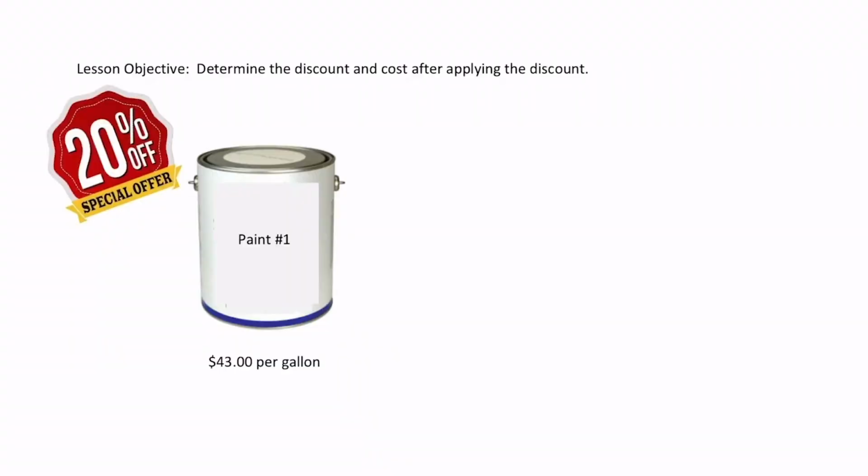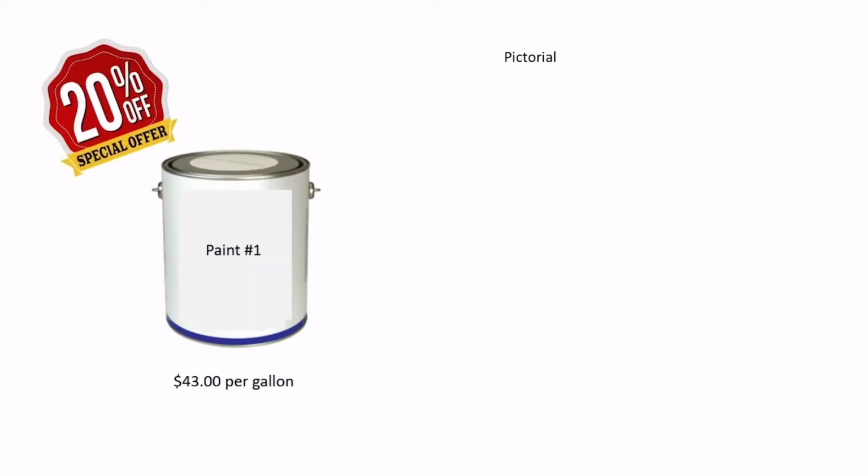Now there's a couple of different strategies we can do with this. The first strategy we're going to do is a pictorial. I'm going to show you what it looks like as a picture. We're going to determine the discount and the cost after applying the discount. We're going to talk about it in two ways. The first way is going to be pictorial. The second way is going to be abstract.